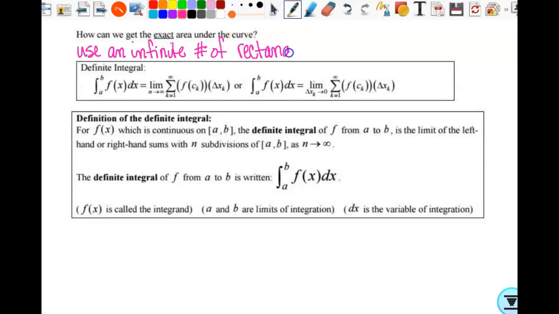So you've got 2 options here on how that works. We're either going to let n approach infinity, because up above we just knew it was n amount. We didn't even know if it was 10, 20, 30. Or, delta x sub k approaches 0.